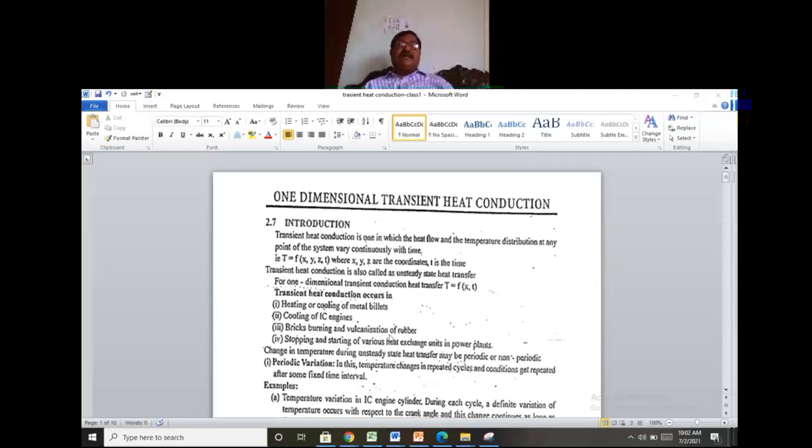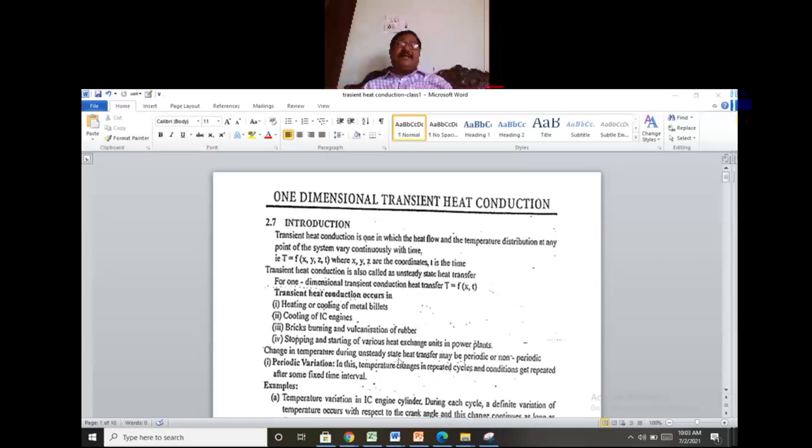Vulcanization means, as you all know, vulcanizing at the puncture shop. You are all very much aware of the puncture shop because you often visit it for the vulcanizing of bikes, cars, and bicycles. You have all seen it since childhood. This was a kind of vulcanizing of rubber. Then, the stopping and starting of various heat exchanger units in the power plants. In power plants, a lot of heat transfer equipment will be there. In that, the heat exchanger is a very important equipment in the power plants.